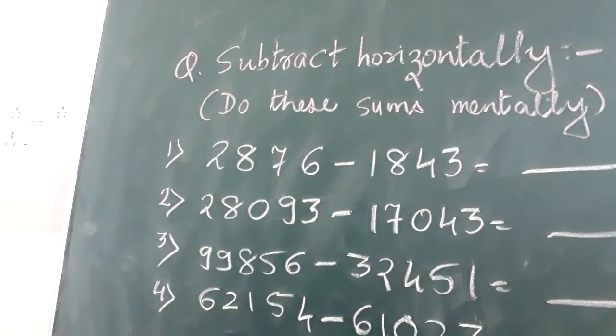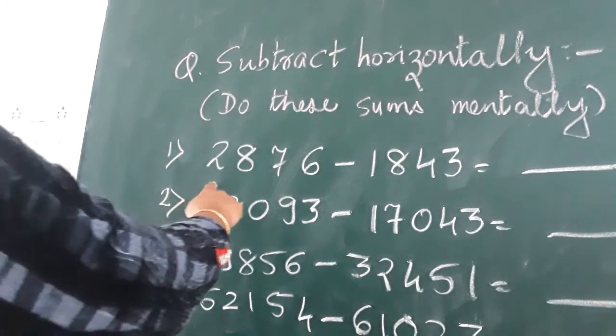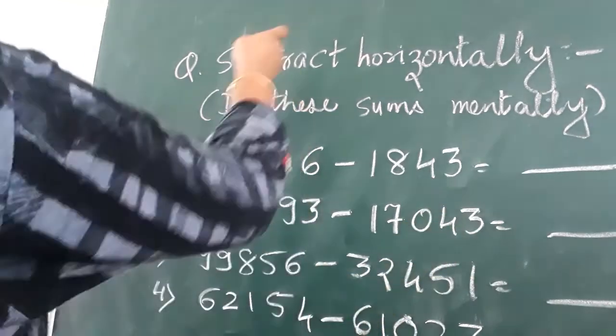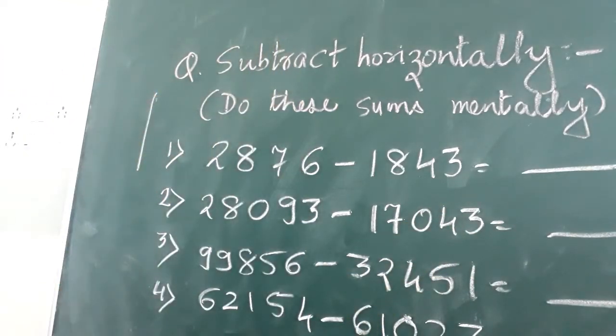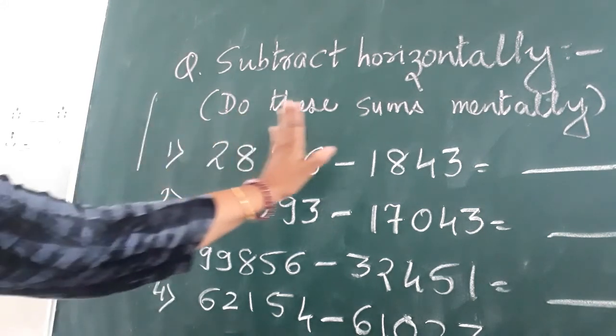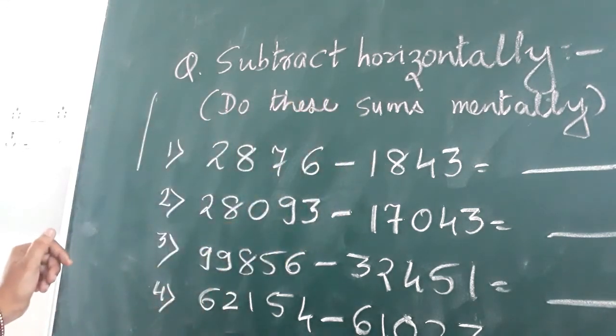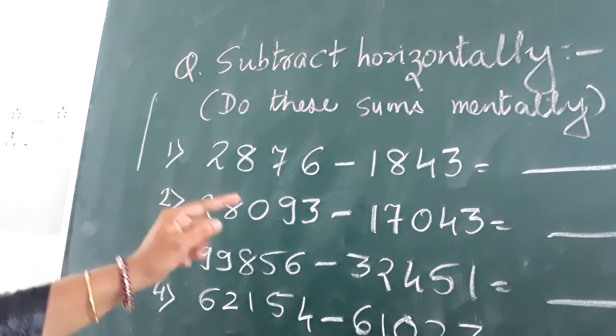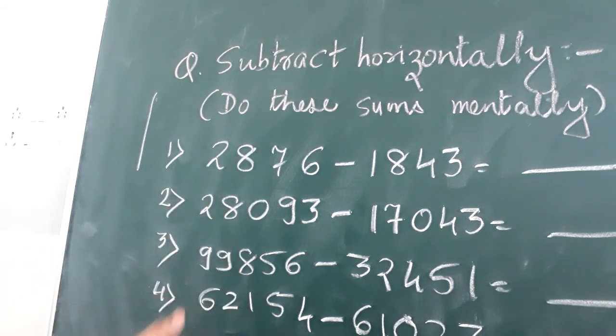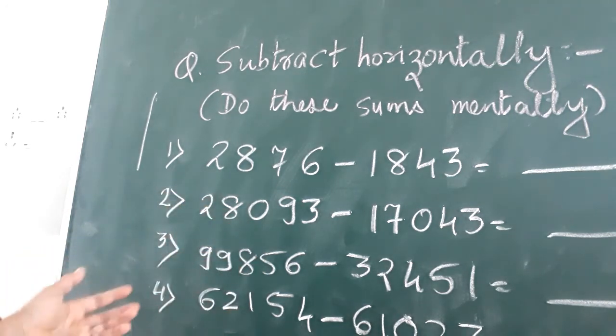Now read this question: subtract horizontally. You have to do these sums mentally. Horizontally means you have to solve it like this. Vertical means you will solve like this. You have to arrange the numbers in columns and then solve it. This way it's horizontal, so you have to write direct answers.